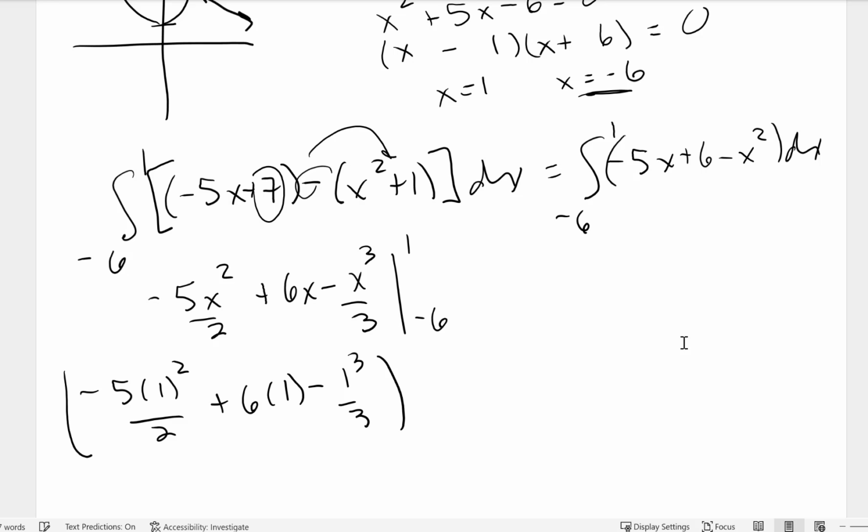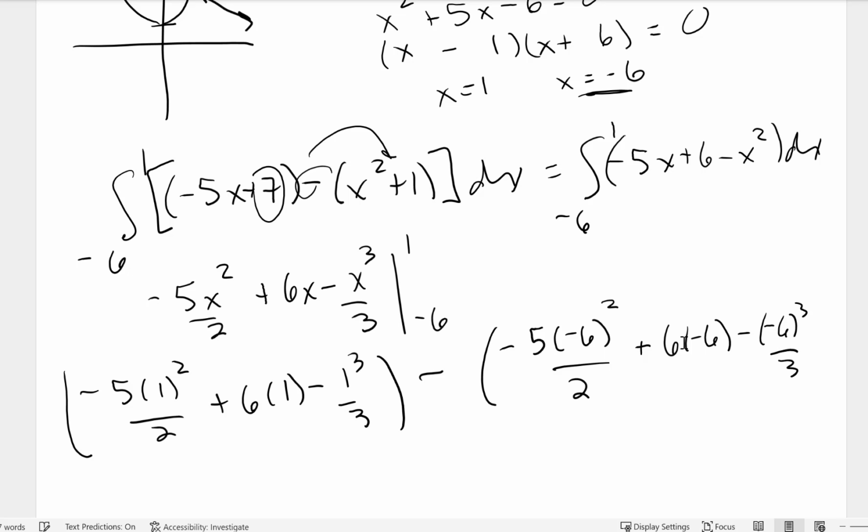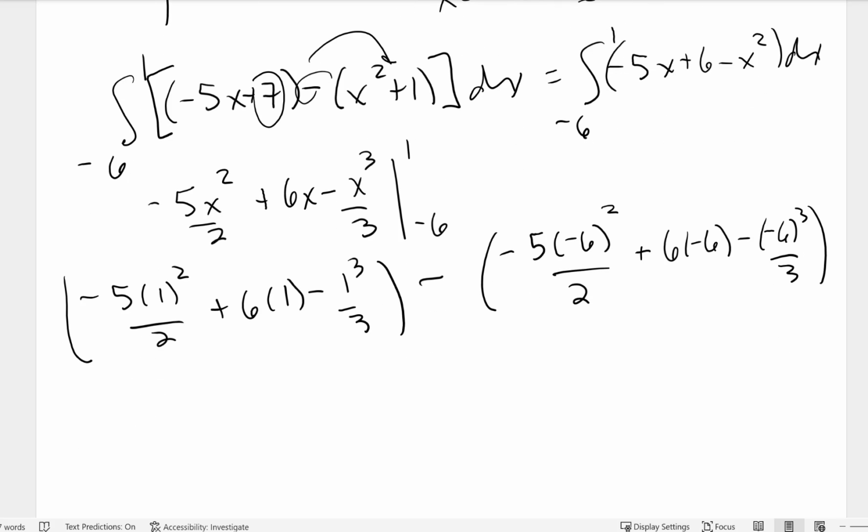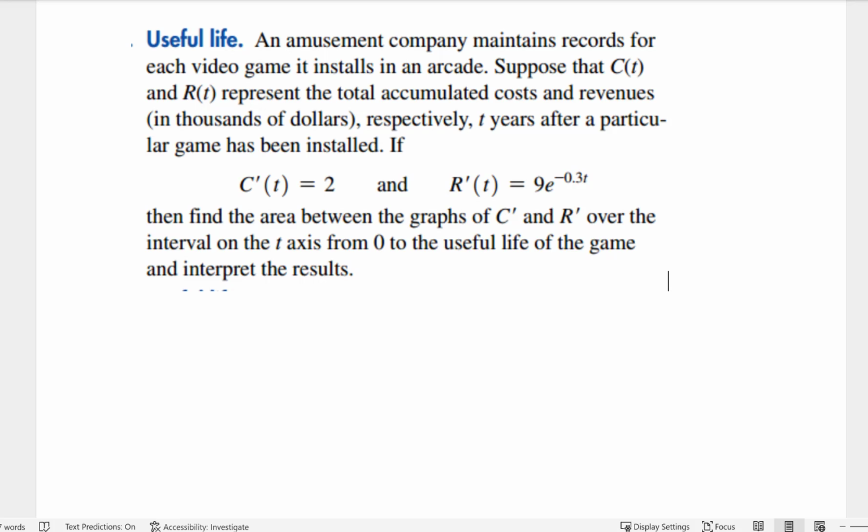Let's put big parentheses. Same thing, go ahead and plug in the negative 6. So I have negative 5 times negative 6 squared over 2 plus 6 times negative 6 minus negative 6 cubed over 3. I'll give you two numbers here. I'll give you the first parenthesis and then the second parenthesis. So this first set is 19 over 6, and the second part gave me negative 54. Okay, so I put that together, 19 divided by 6 minus negative 54. As a fraction, that's 343 over 6, which is about 57.17.